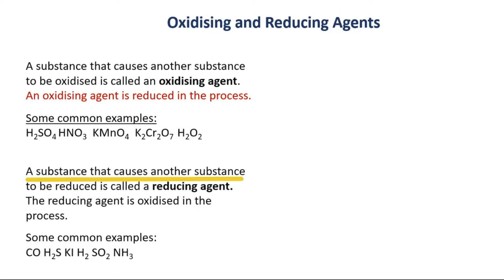A substance that causes another substance to be reduced is called a reducing agent. The reducing agent is oxidized in the process. Some common examples are carbon monoxide, hydrogen sulfide, potassium iodide, hydrogen gas, sulfur dioxide gas, and ammonia. So the summary is that substances that go through oxidation are called reducing agents because by oxidizing they help others to reduce. Similarly, substances that go through reduction are called oxidizing agents because they help others to oxidize.